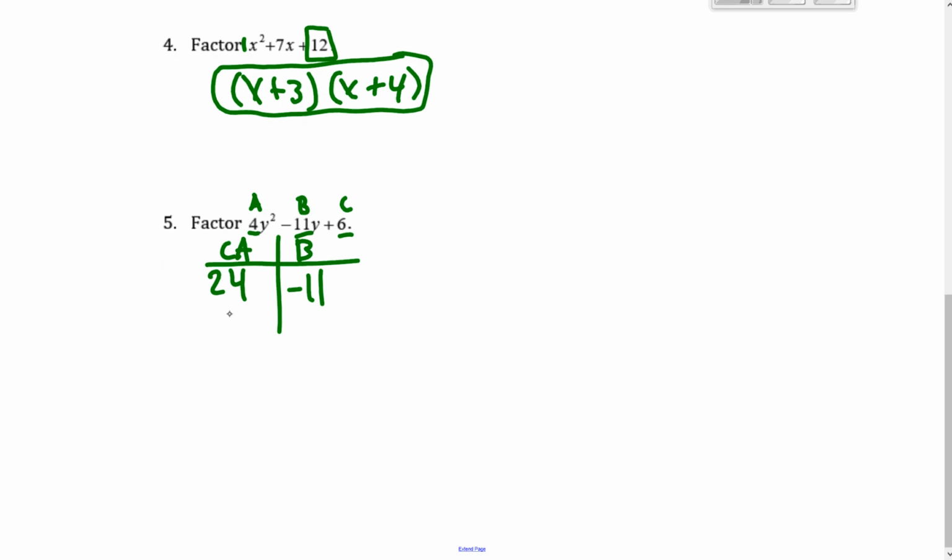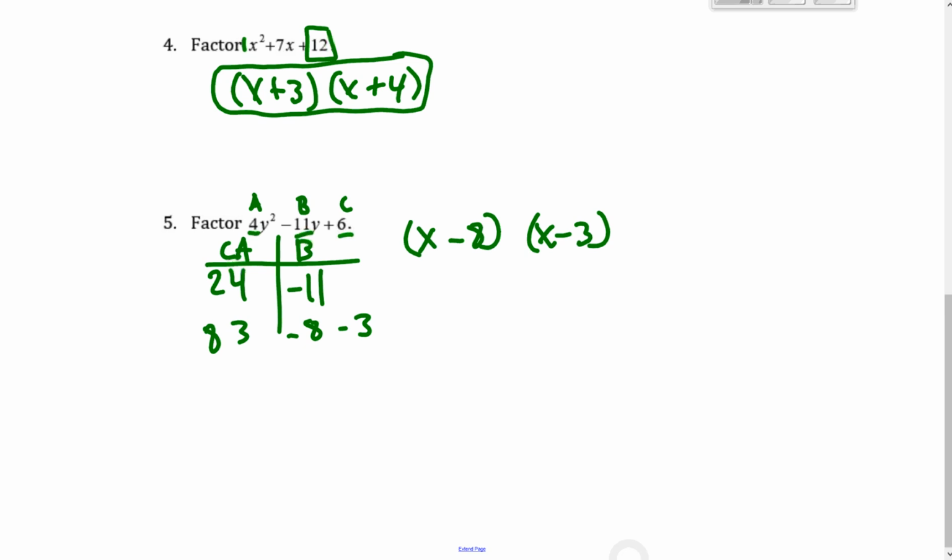So I'm asking myself, what times what is 24 but adds to 11? Well, that's 8 and 3. But because that b is negative, they're just both going to be negative. Okay, so I take x minus 8 and x minus 3. And then I want to always divide by my a. On the previous one, I could have divided by my a, but my a is 1, so it wasn't going to change the 3 or the 4.